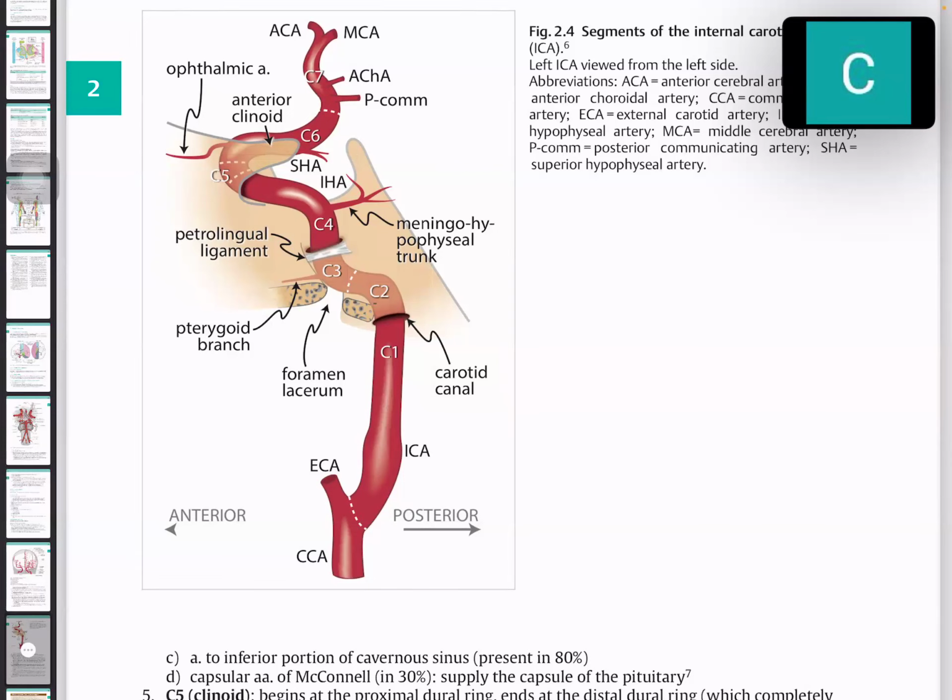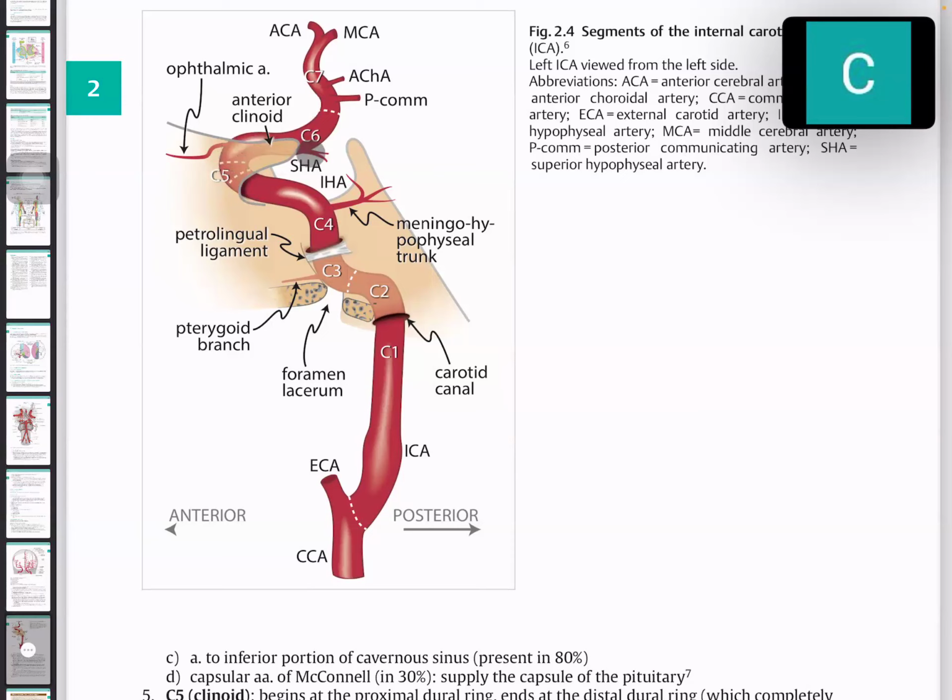And then it curves sharply at the level of the cavernous, superior-medially, and enters the external dural ring and forms the C5. The C5 segment is the clinoid segment, which usually does not give branches. And then at its extent, the C5 will pass through the posterior clinoid process and then will curve anteriorly through the anterior clinoid process and will give the C6 segment.